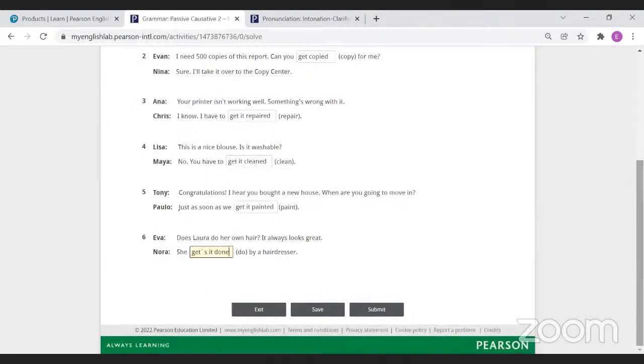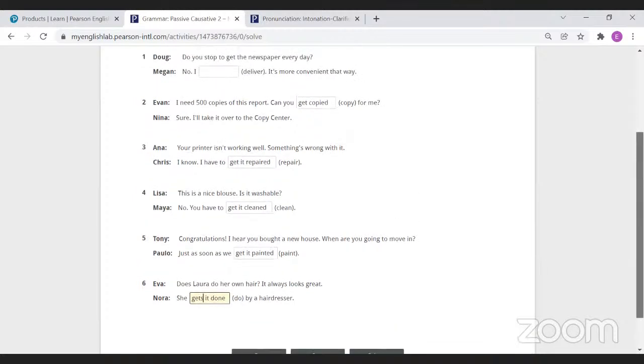Teacher, she gets it done by a hairdresser. It's fine or it's not fine? Why did you put get? Gets with apostrophe. Yes, it's without apostrophe. Now it's okay.